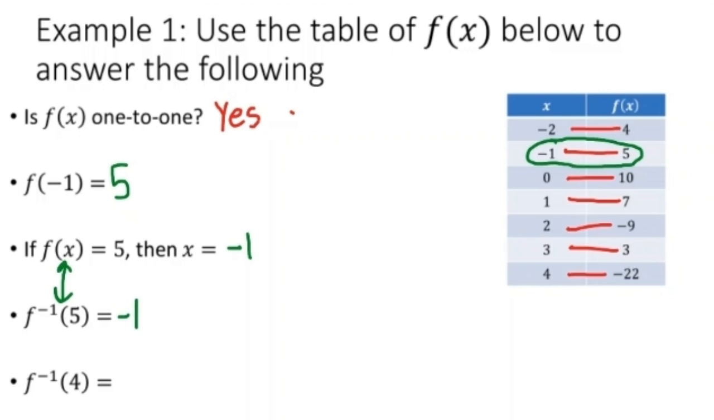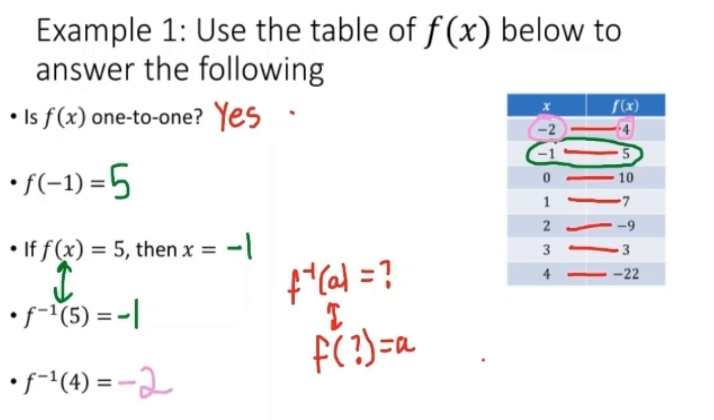When we're trying to evaluate f inverse of a number, let's say a, this is equivalent to saying f of what equals a. If we look at the next bullet point, we're trying to evaluate f inverse of 4, which means we're trying to figure out f of what value would equal 4. If we go to our table, we can see that f of x equals 4 when x equals -2. So f inverse of 4 is equal to -2.